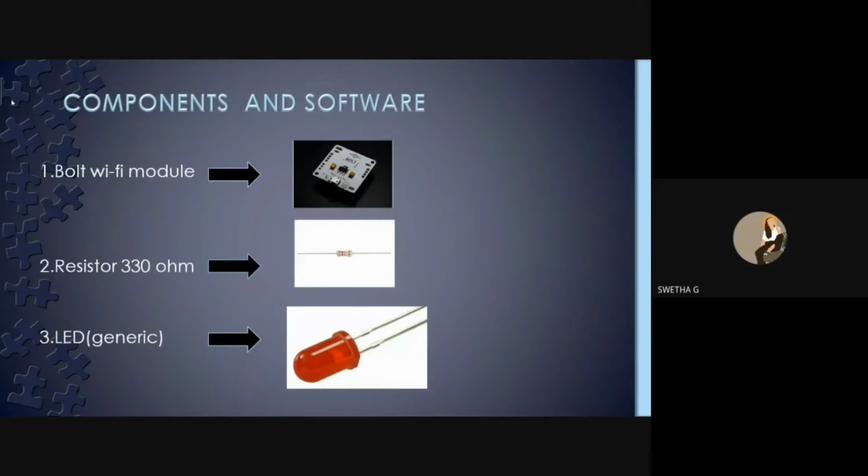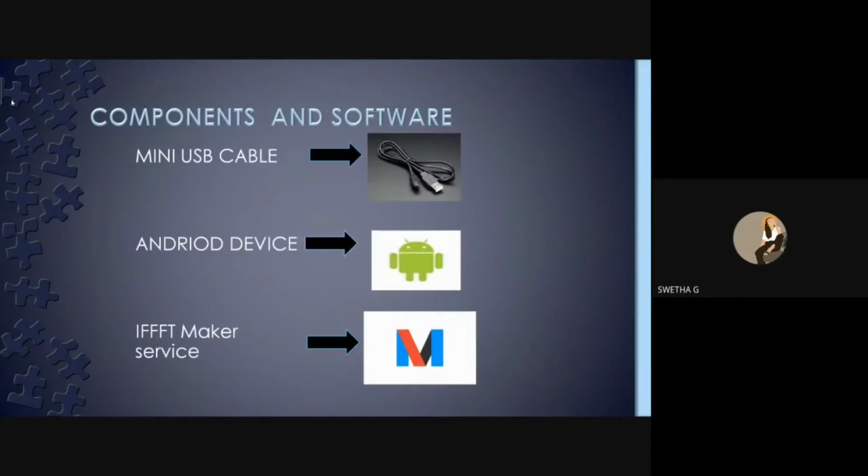A mini project uses both software and hardware components. The components used are a Bolt Wi-Fi module, a resistor of 330 ohm, an LED light, a mini USB cable, an Android device, and a website called IFTTT Maker Service.